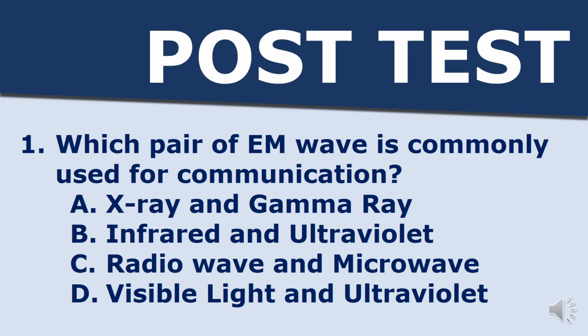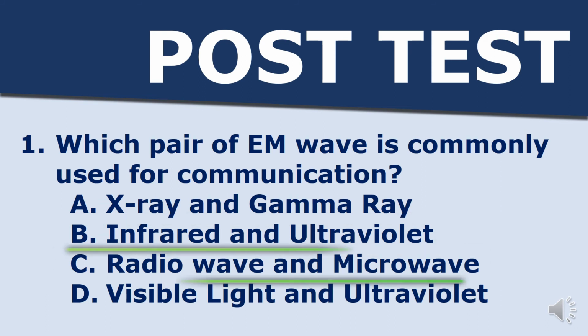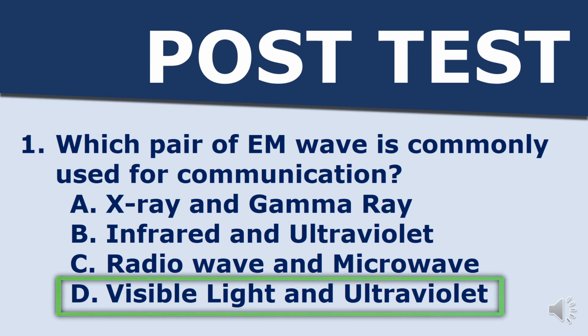Number 1. Which pair of electromagnetic wave is commonly used for communication? A. X-ray and gamma ray. B. Infrared and ultraviolet. C. Radio wave and microwave. D. Visible light and ultraviolet.